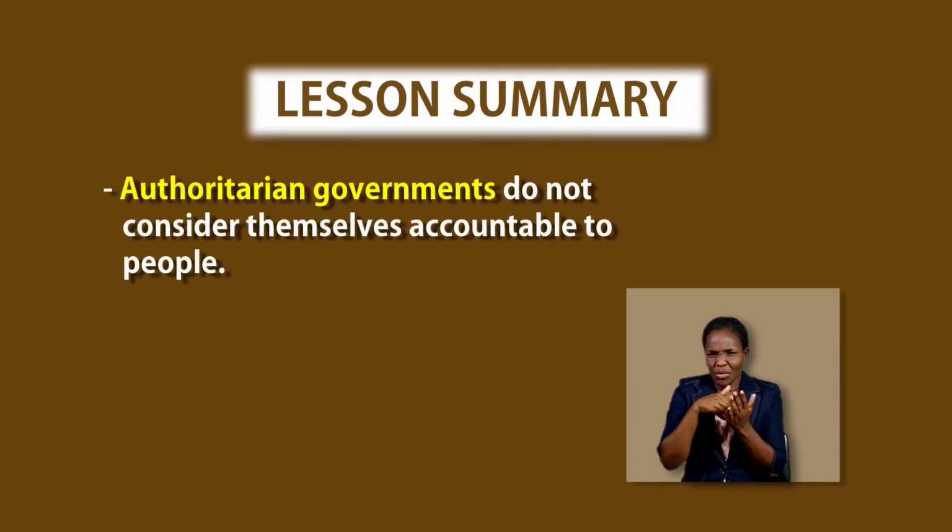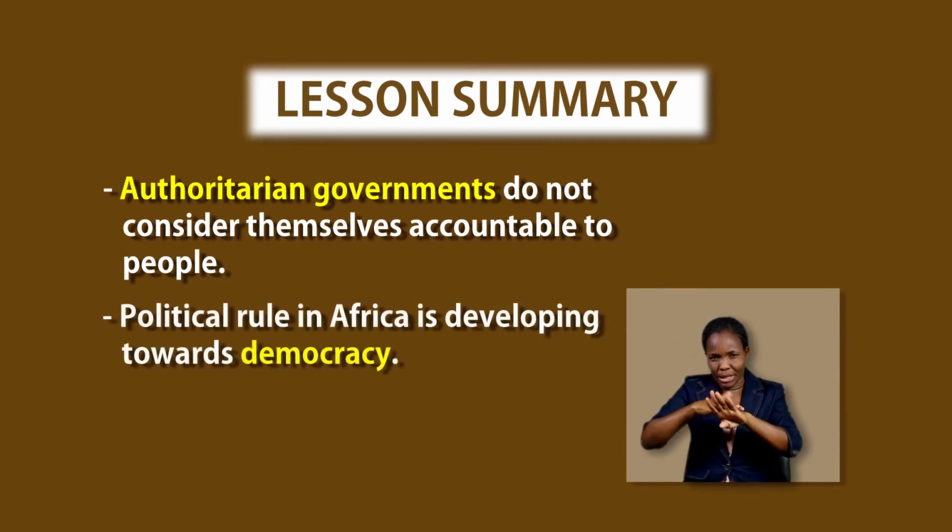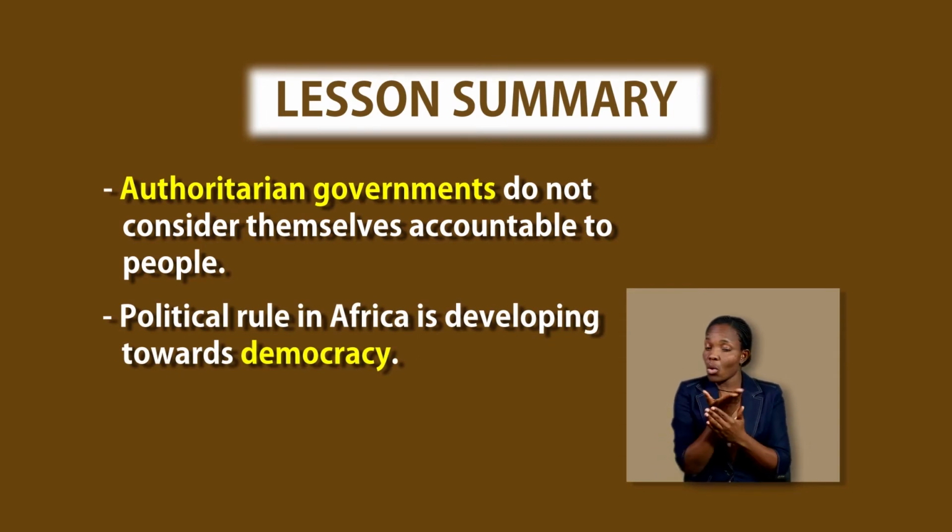Authoritarian regimes are where the government does not consider itself accountable to the people. Tunisia, Egypt, and Morocco are examples of this. However, viewers, all countries in Africa have elections, and on the whole, political rule in Africa is developing towards democracy.